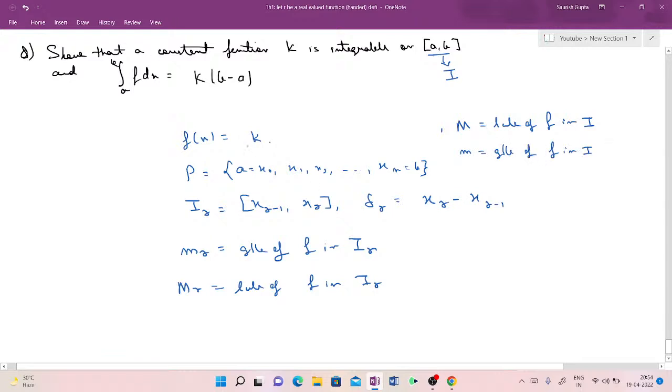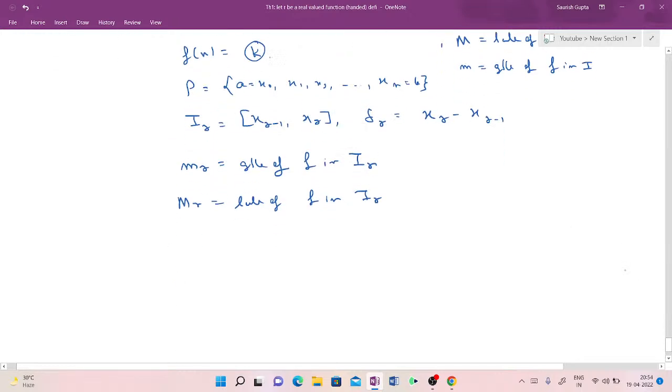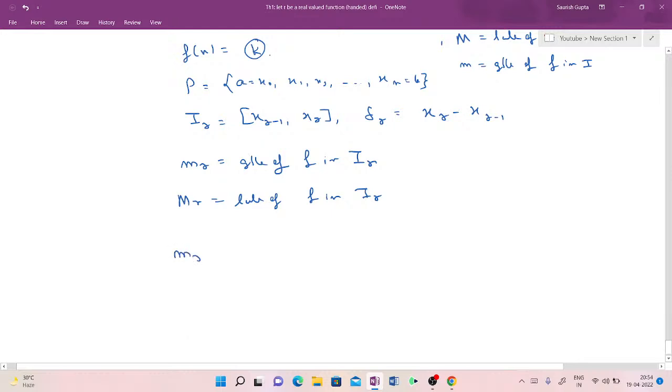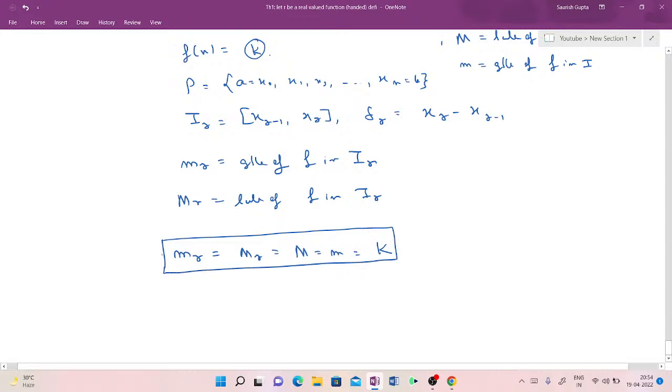Now since this is a constant function, and it only takes the value k and nothing else, it is pretty much evident that mr equals capital Mr equals capital M equals small m, and all of these equal k, because this is a constant function. It takes only one value, whatever the domain be. So whether we consider the greatest lower bound or the least upper bound of the function in some interval, each and every value is basically k and nothing else.